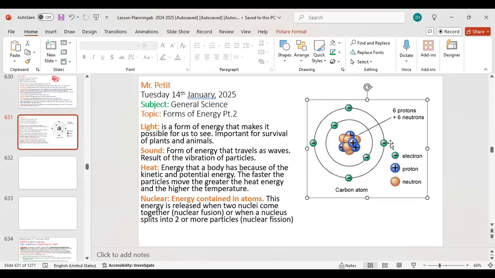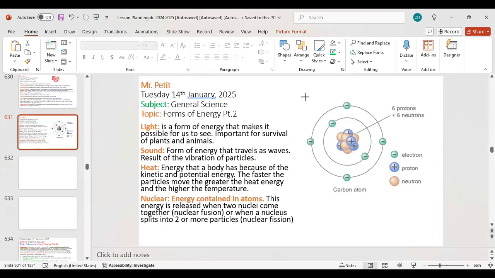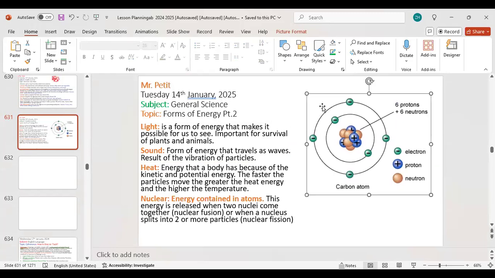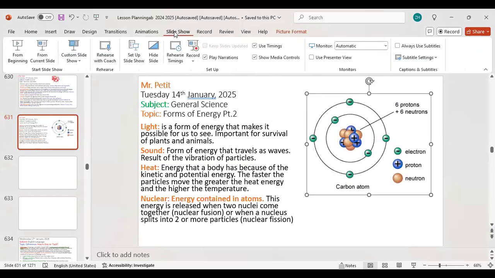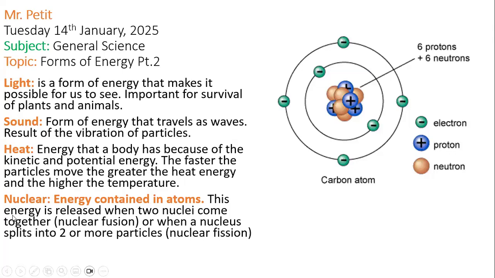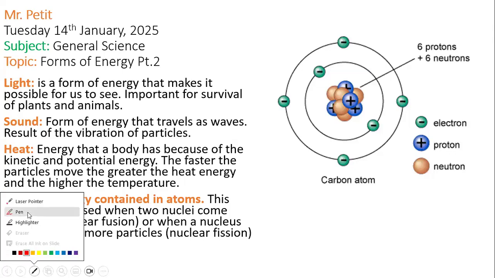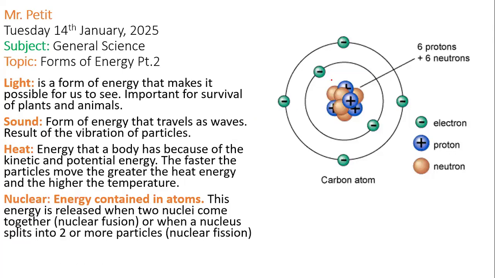So we have the negative, which is the electron. The positive is the proton, and the neutral is the neutron, right? No charge. Now, what do we call this? We need to label this. What do we call this space in here, right here? What do we call this? Orbit. No, this.